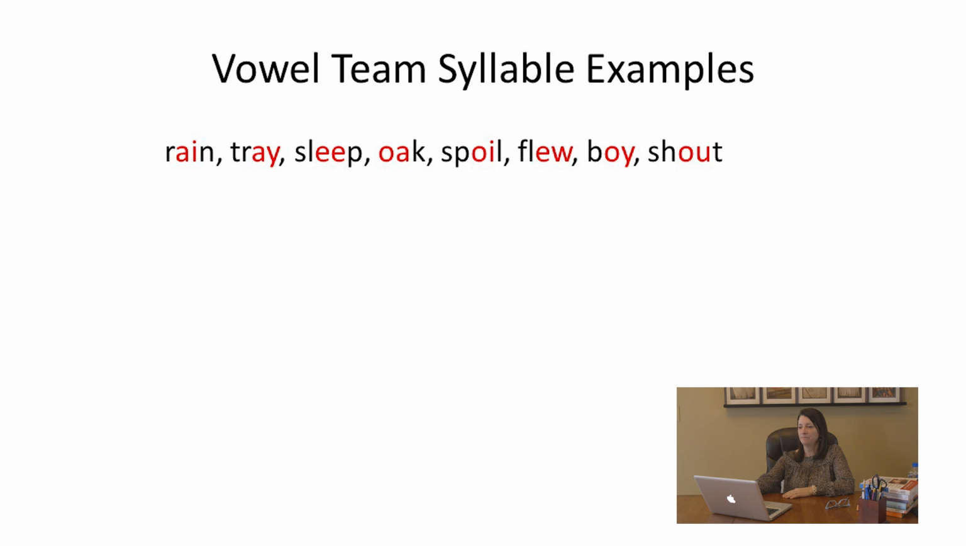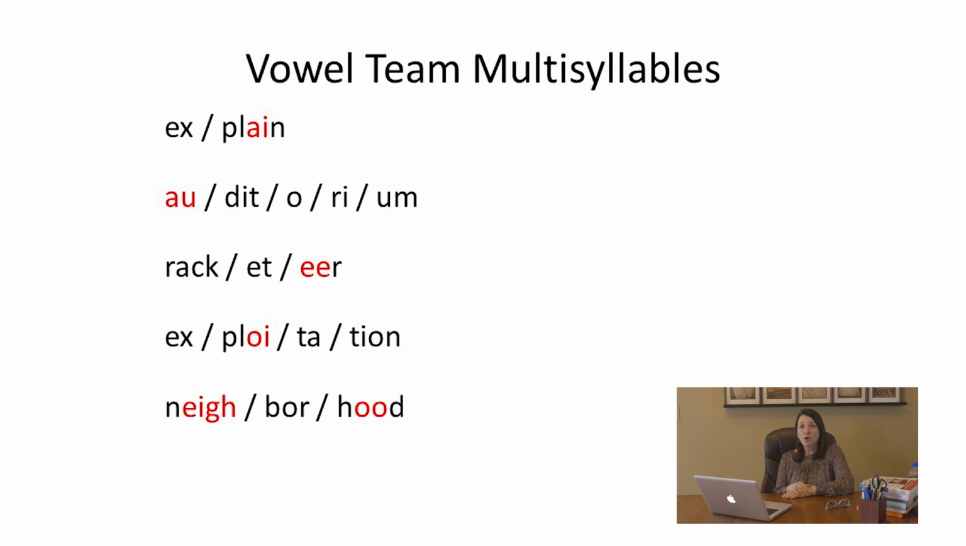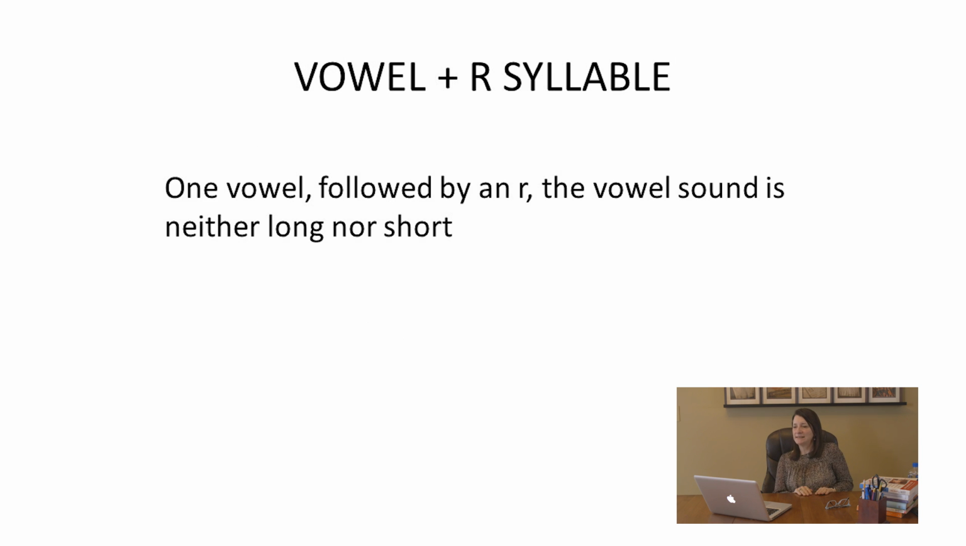All right, here are some single syllables with vowel teams in them, so that's pretty easy to understand. And here we're combining four kinds of syllable types. Exponentially more words are now accessible to our students. If you've got a discerning eye, you'll notice that the last word, neighborhood, has a syllable type we haven't covered yet, so let's go to that one. All right, vowel plus R.